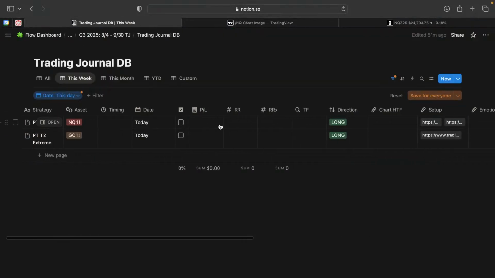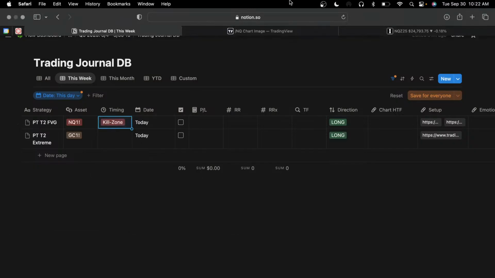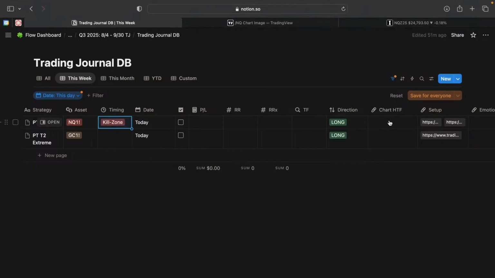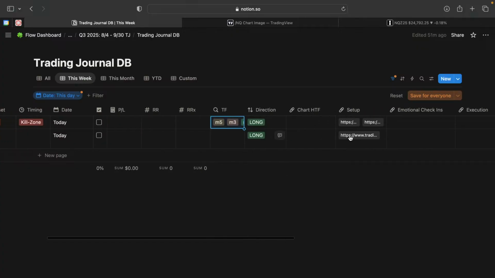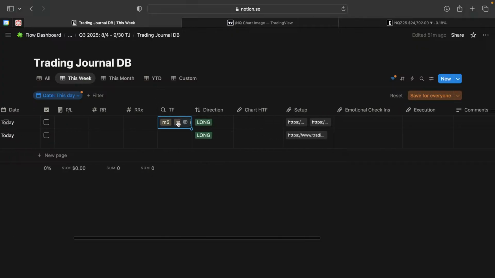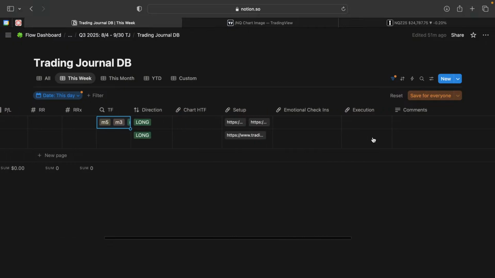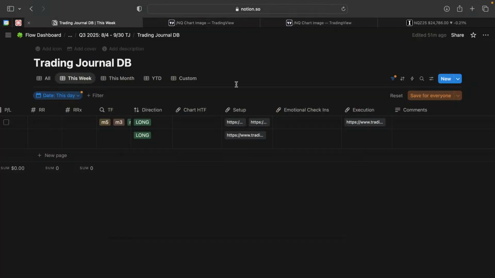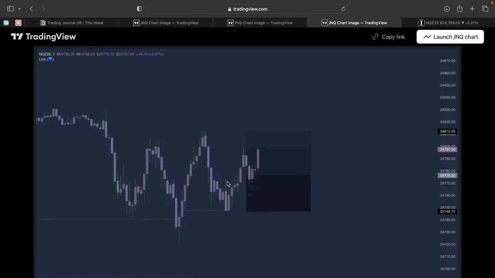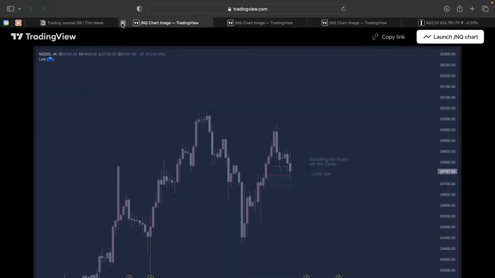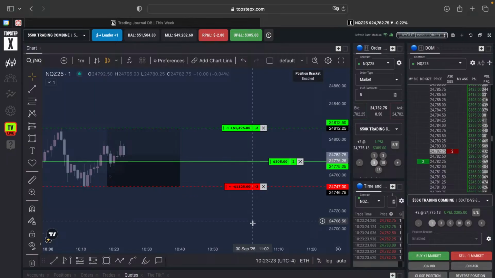So NQ. This was a kill zone entry formed before 10:30. Time frames, we're gonna go M5, M1. We're gonna go M3, M1. All three of these time frames we use for entry. Now we entered on the M1, but we were monitoring all three of the time frames. Execution, just paste this right here. So what do I do when I come review? I can look at the setup. Okay, this is what I was looking for, and then boom, I look at the execution. This is actually the entry that formed off of that. So really good stuff.